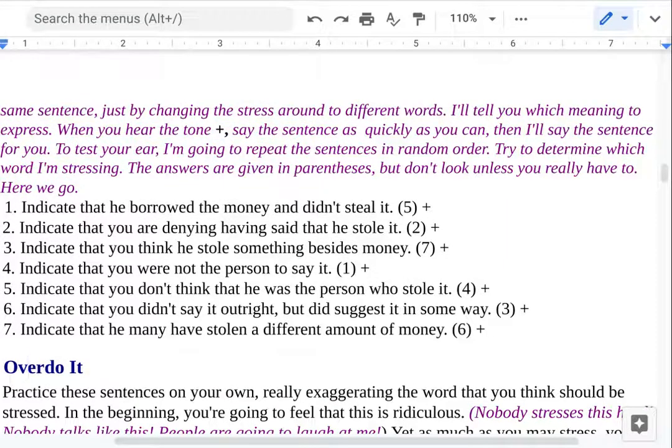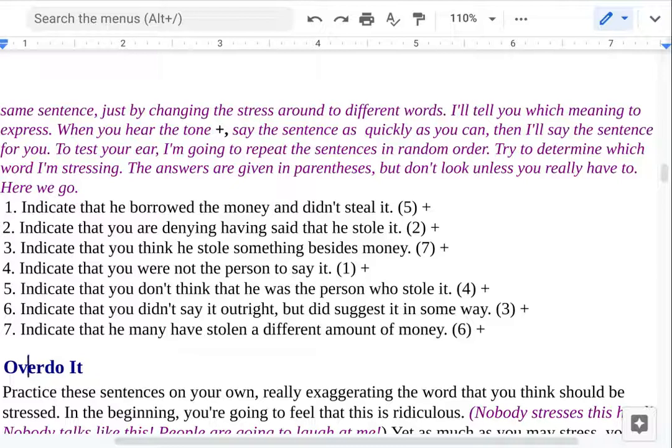I didn't say he stole the money. Maybe he just borrowed it. 2. Indicate that you're denying having said that he stole it. I didn't say he stole the money. That's not true at all. 3. Indicate that you think he stole something besides money. I didn't say he stole the money. He may have taken some jewelry.